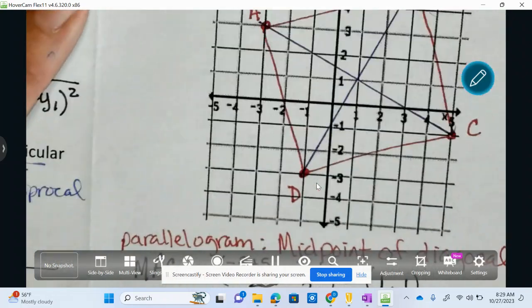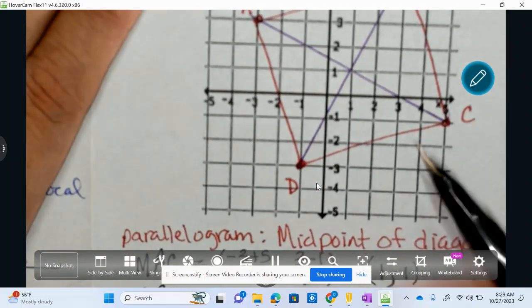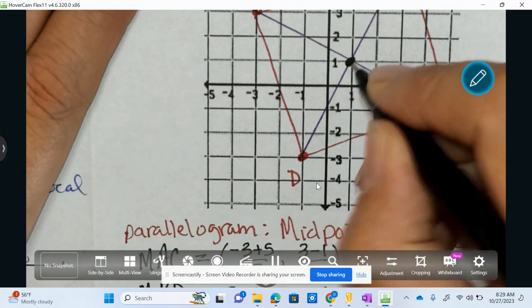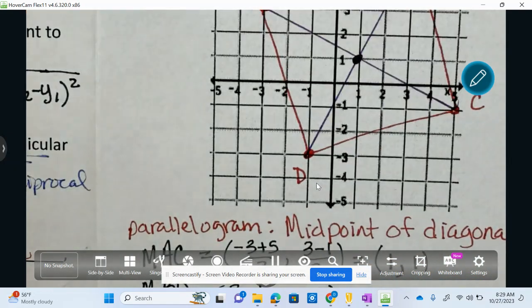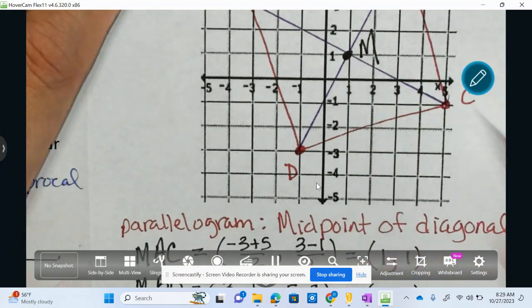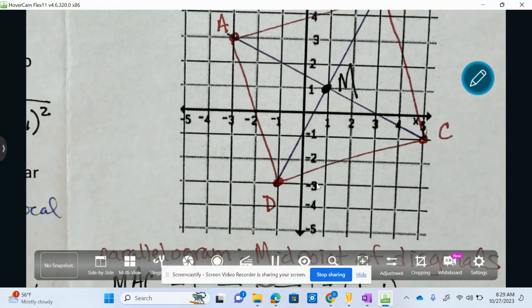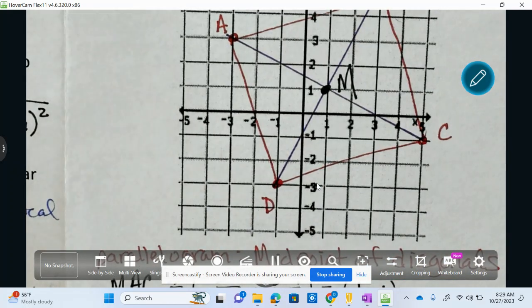So do they actually meet at the 0.11? Yeah, they do. They actually do meet at that 0.11. I'm going to label this capital M for my midpoint, because that's what I use to represent midpoint, right?